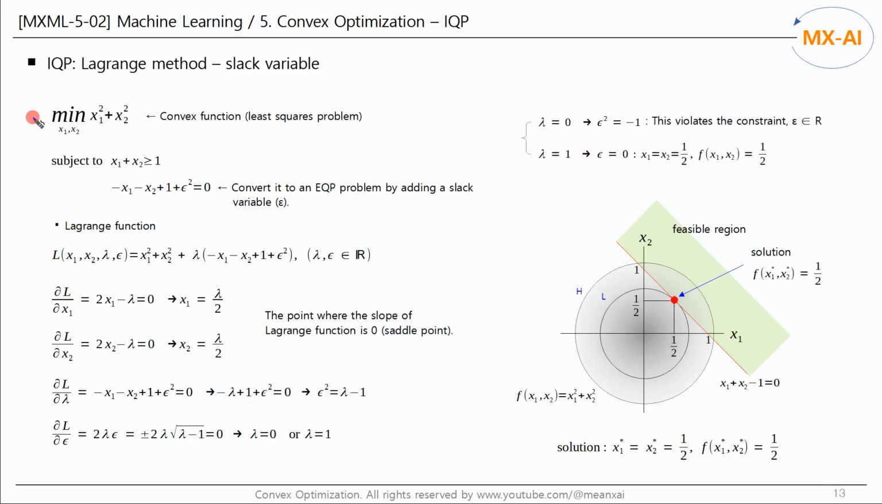This time we will solve the problem below using a slack variable. This is an optimization problem with an inequality constraint. And the inequality direction is opposite to the problem on the previous page. We will change the inequality constraint to an equality constraint using a slack variable. Then the Lagrange function becomes as follows. Since this is an EQP problem, both lambda and epsilon can have positive or negative values.